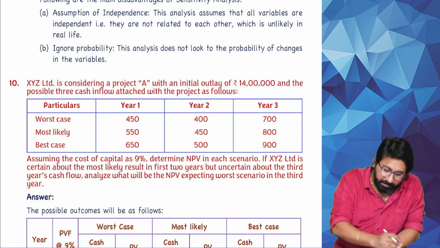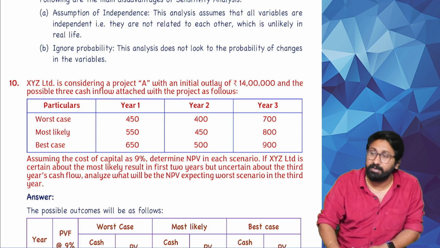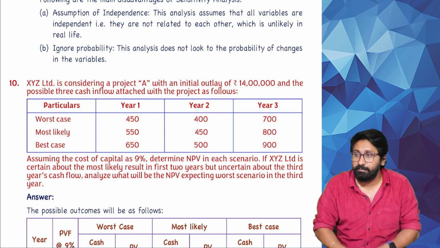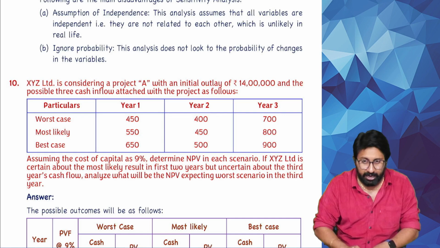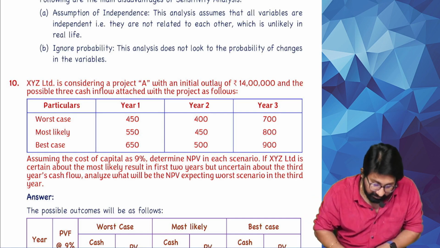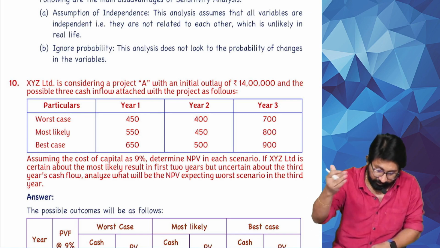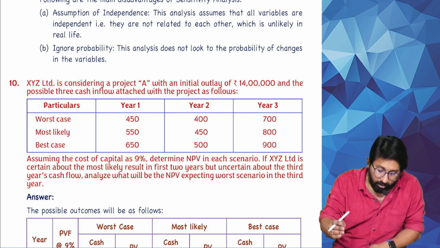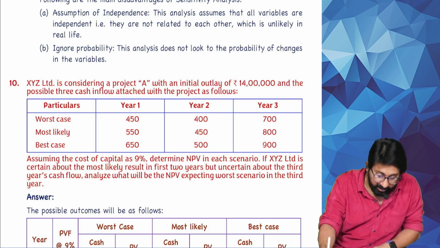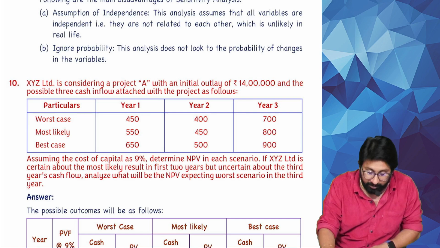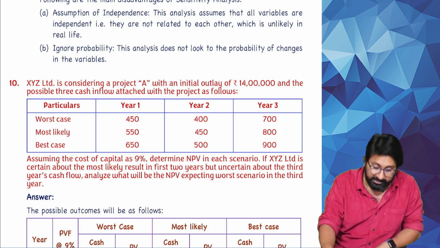Now tell me, can I calculate NPV of all these scenarios? How many scenarios are there? First one, second one, third case. We can calculate NPV or not? Next, read. Assuming cost of capital is 9%, determine NPV in each scenario. If XYZ Limited is certain about most likely in the first 2 years, but uncertain about the third year's cash flow, analyze what will be the NPV, expecting worst case scenario in the third year.